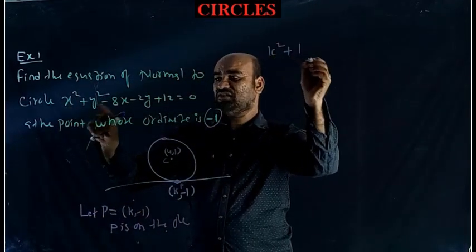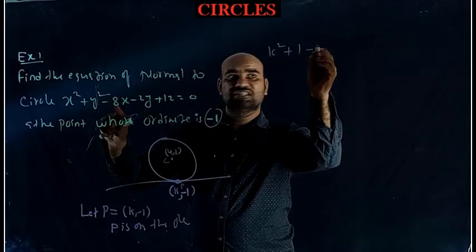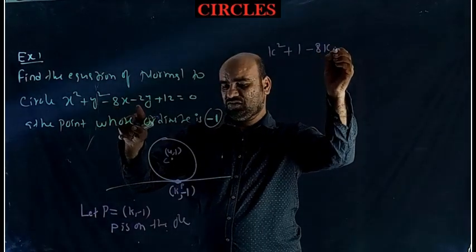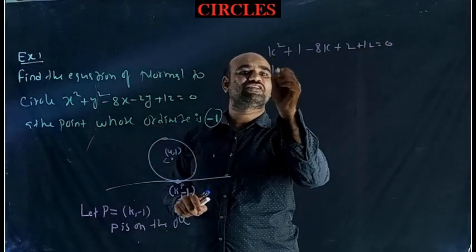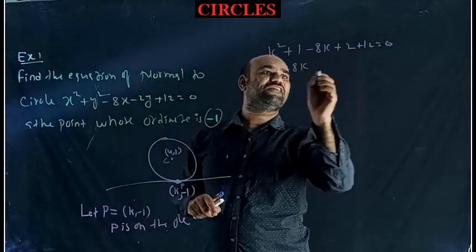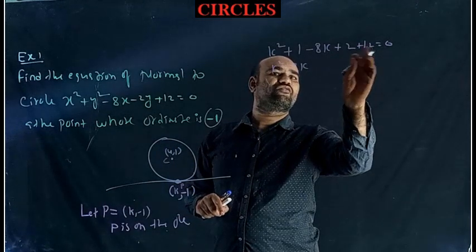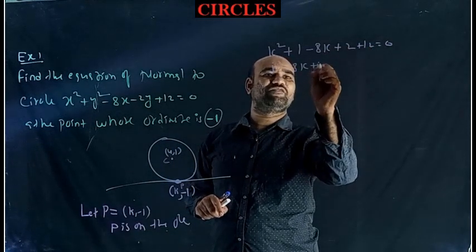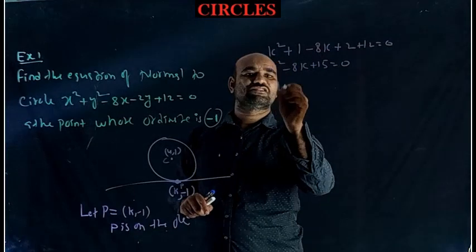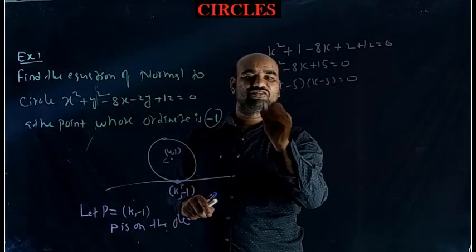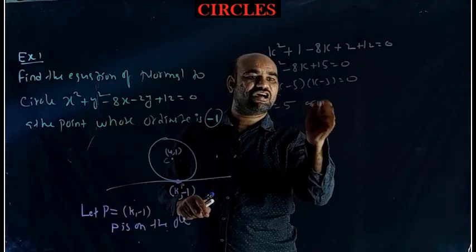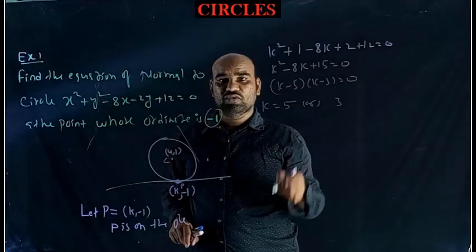Yeah, plus 1 minus 8K, plus 2 plus 12 equal to 0. So K square minus 8K plus 15 equal to 0. So this is (K minus 5)(K minus 3) equal to 0, K equal to 5 or 3. We are getting two K values, no?